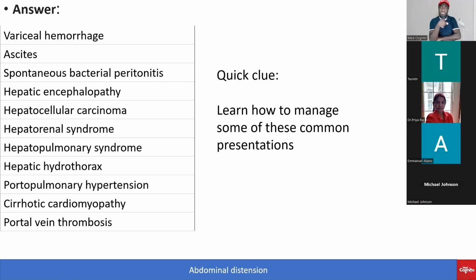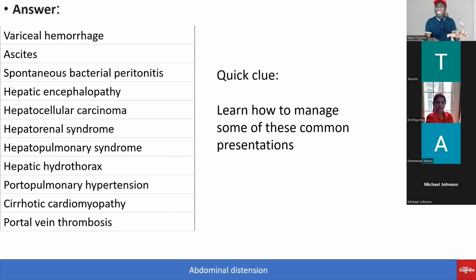Now, I want to give you a clue here. When you are learning all this, one thing you also want to learn is how to manage some of the common presentations. So if I were you, I'd write it down. How am I going to manage a patient with variceal hemorrhage? What is going to be my approach to a patient with ascites management? Which antibiotics will I use for spontaneous bacterial peritonitis? How will I manage a patient with hepatic encephalopathy? What will be my management and investigations for a patient with hepatocellular carcinoma? These are the common ones.